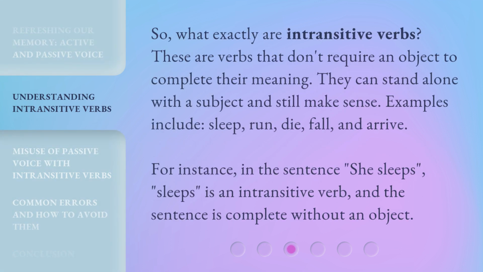So, what exactly are intransitive verbs? These are verbs that don't require an object to complete their meaning. They can stand alone with a subject and still make sense. Examples include sleep, run, die, fall, and arrive. For instance, in the sentence, "She sleeps," sleeps is an intransitive verb, and the sentence is complete without an object.